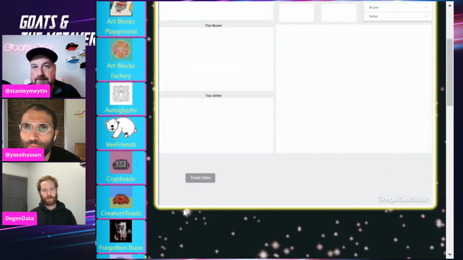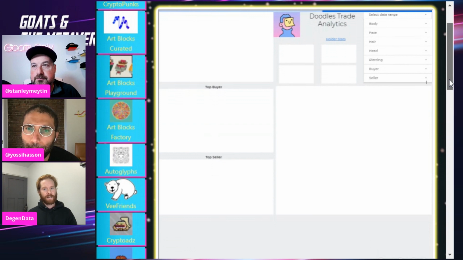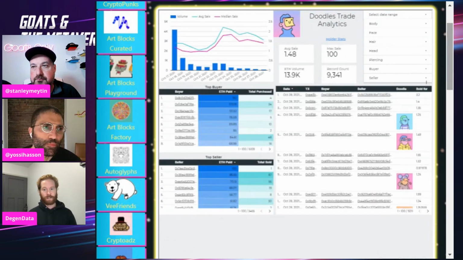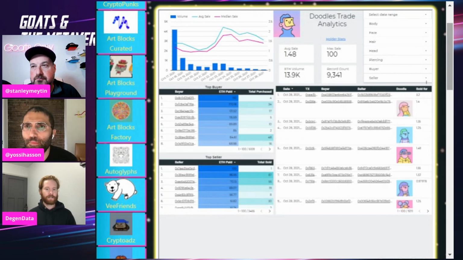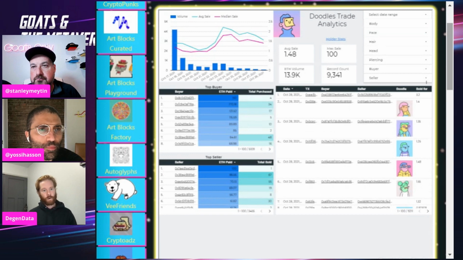For us to add a project, we want to have some decent trade volume, enough transactions that we can actually have some meaningful data behind, and then a good community that wants to build and trade and look at this stuff. So basically, in the top left you have basic volume, total trades over time, as well as the median and average price of the NFT. And so this gives you a good health of the floor.